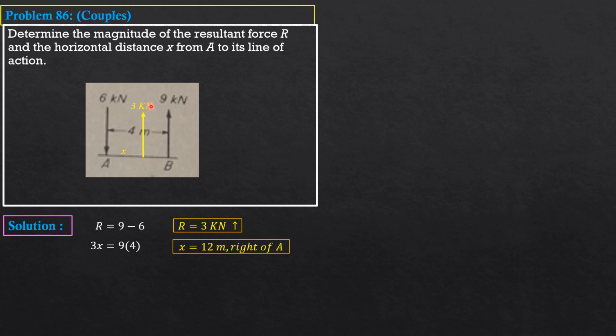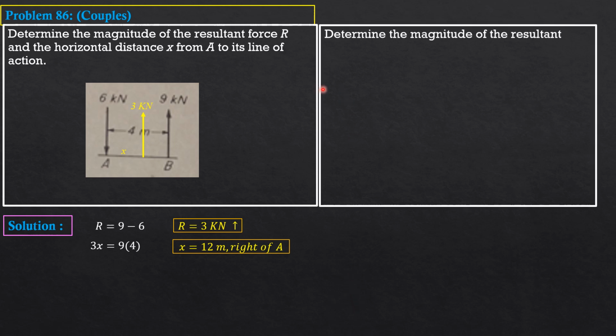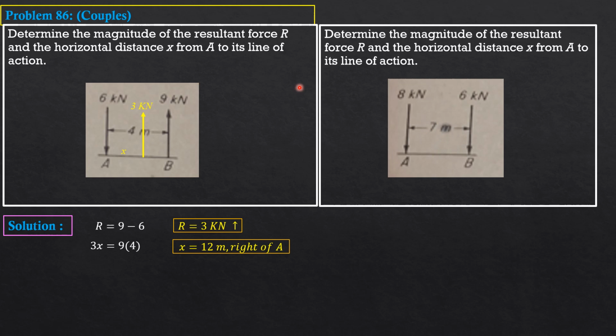So don't worry about the figure. It should be somewhere here so that the system will be equivalent. The original system will be equivalent to this new system with a force of 3 kilonewtons and 12 meters from A. So for your part, determine the magnitude of the resultant force R and the horizontal distance X from A to its line of action. So here is the given figure. Show that R is 14 kilonewtons downward and its distance from A is 3 meters right of A.